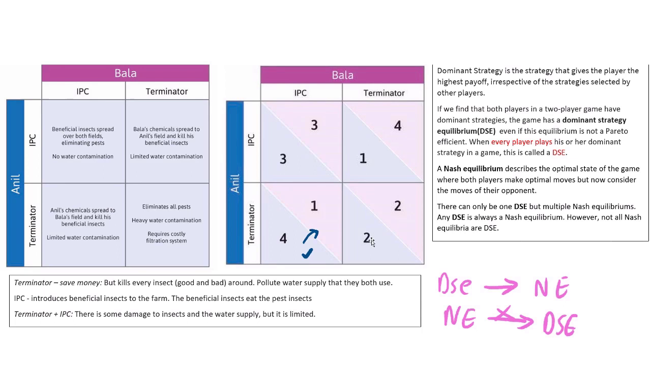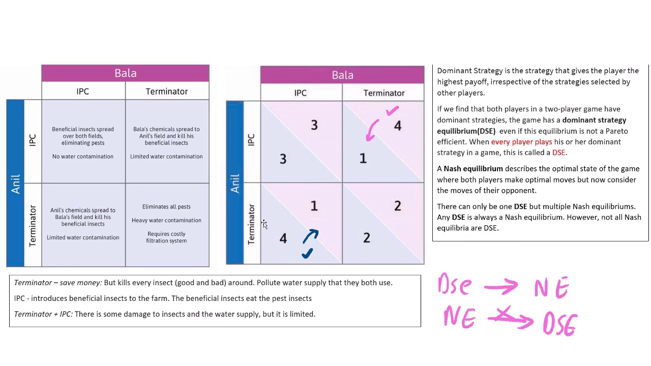So let's look at this case. 2 vs 2. 2 vs 2 is not a dominant strategy also, okay? So next turn is Anil. Say if Anil uses IPC. If Anil chooses to use IPC, let's look at Bala. If Bala chooses IPC, what happens? 3 vs 3. If 3 vs 3, it is not a dominant strategy because both have the same payoff, okay? So if Bala uses Terminator, 4 vs 1. So this is a dominant strategy for Bala, okay?